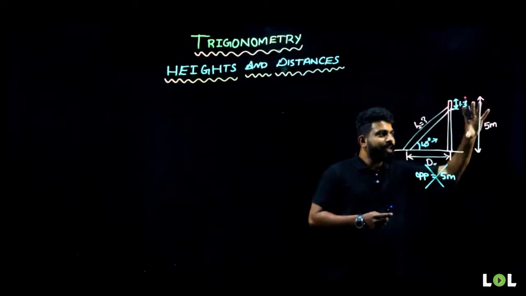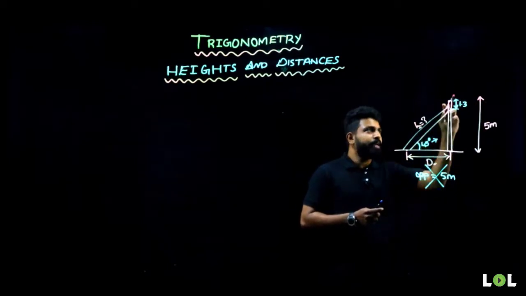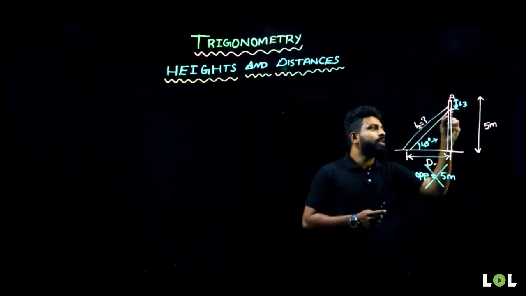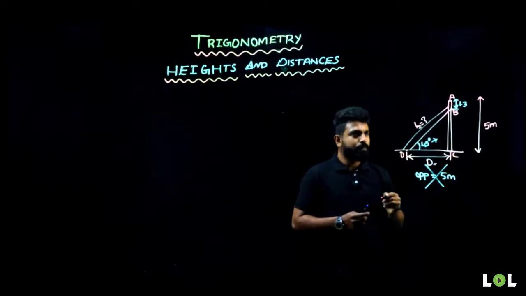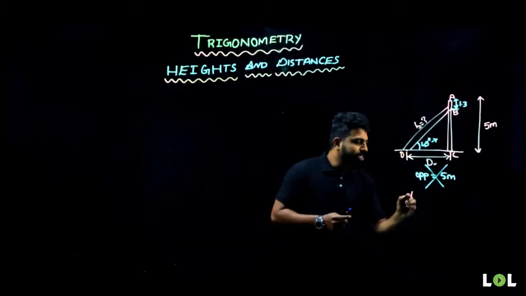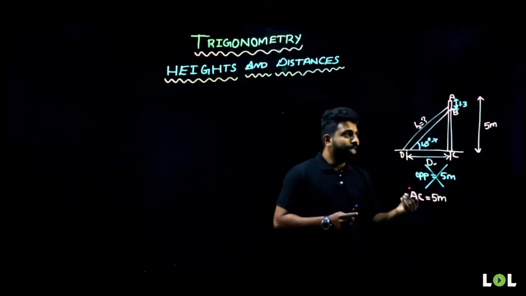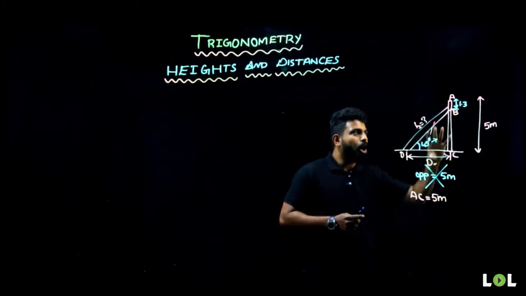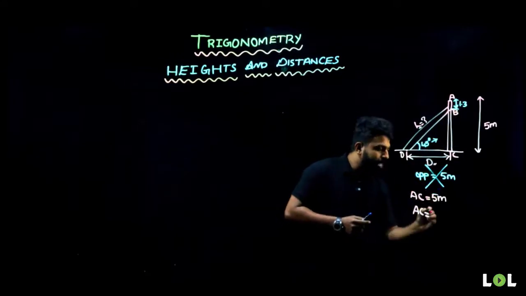If the entire length is 5 meters and this is 1.3 meters. So, let me consider this as A, this point as B, this point as C, and this point as D. So, length of the flagpole is AC, that is 5 meters. We need the length BC. How do we get BC? AC will be equal to AB plus BC.